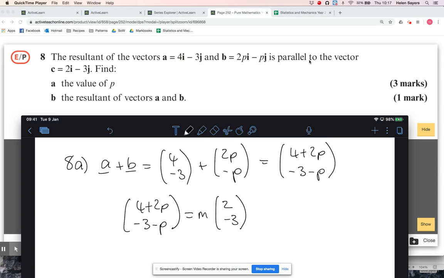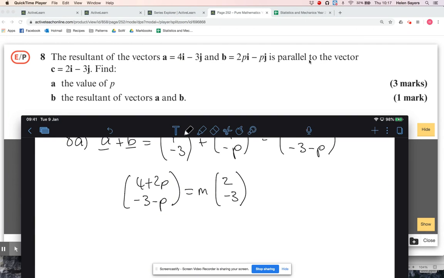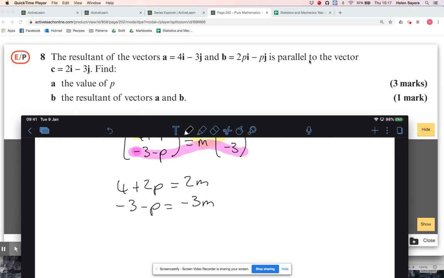So I am going to use m. We often use mu or lambda, the Greek letters here. It really doesn't matter as long as you don't use p or a and b, because we've already used those, or i and j, or x and y. Does that get confusing? You can use any letter you like. Now I've got two equations. If I look at the top row, I've got 4 + 2p = 2m. And if I look at the bottom row, I've got -3 - p = -3m. So I've got two equations and two unknowns.